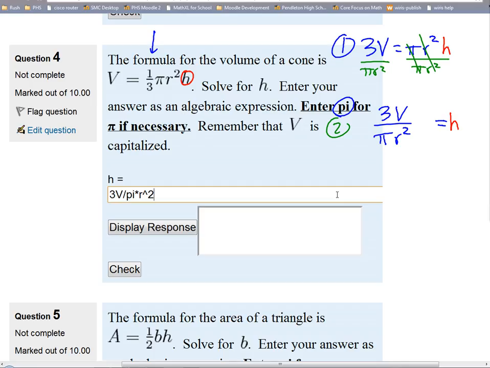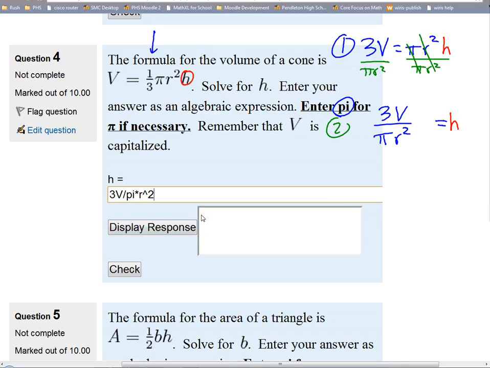Everybody like that? Don't you need to put pi r squared in parentheses? Ah, okay, yes. Okay, suggestion was made. Do we need to put the pi r squared in parentheses? Well, let's see what happens if I don't.